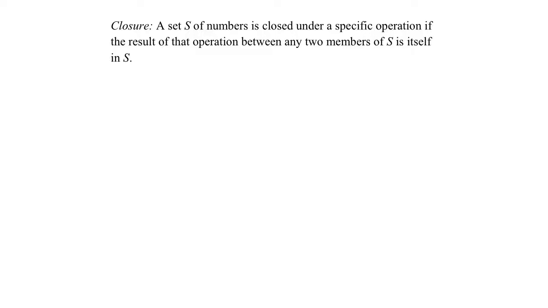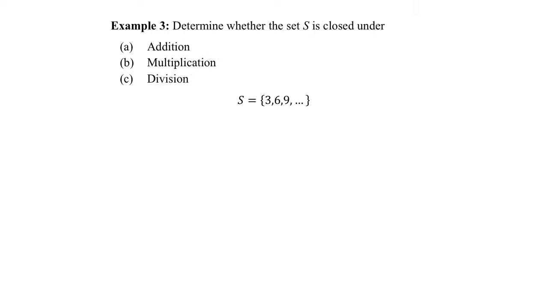In terms of math, closure has to do with a set of numbers that is what we call closed in a specific operation. So for example, let's take a look at this one. For example here, we're going to determine whether this set is closed under these operations of addition, multiplication, and division. So what this means is this. If I look at all the numbers in this set, what numbers am I talking about? 3, 6, 9, dot, dot, dot.